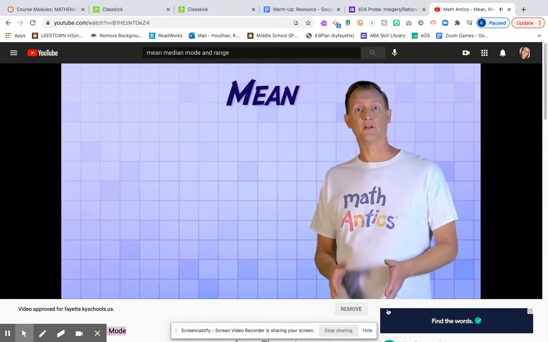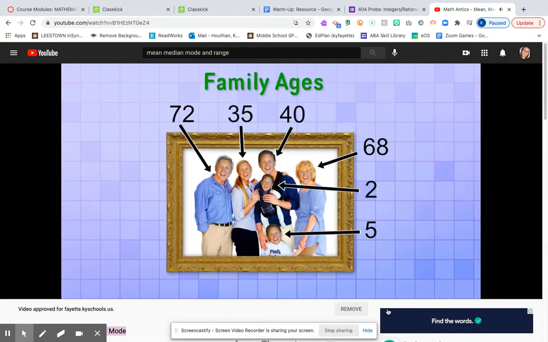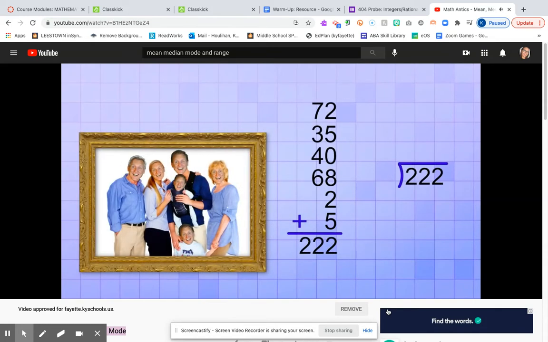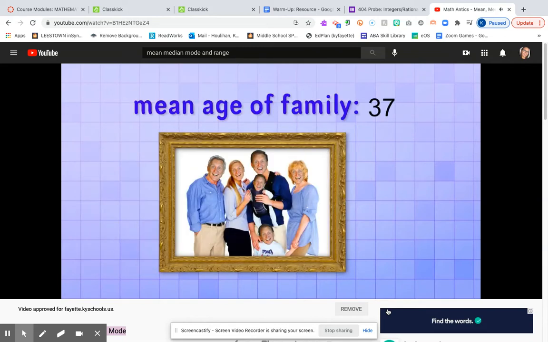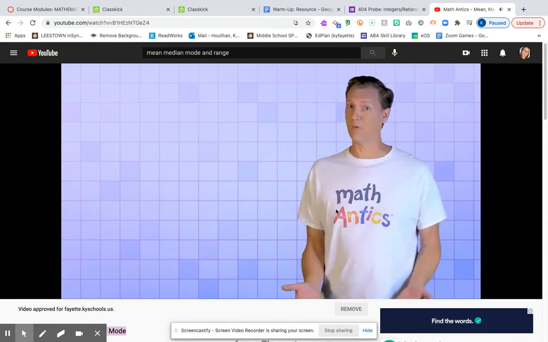Let's use that procedure to find the mean age of the members of this fine-looking family here. If we add them all up using a calculator, or by hand if you'd like, the total of the ages is 222 years. But then, we need to divide that total by the number of ages we added, which is 6. 222 divided by 6 is 37. So that's the mean age of all the members in this family. All right, that's the mean. Now, what about the median?